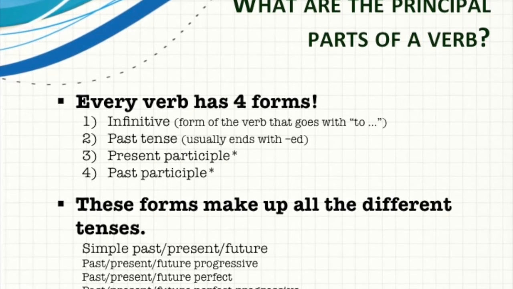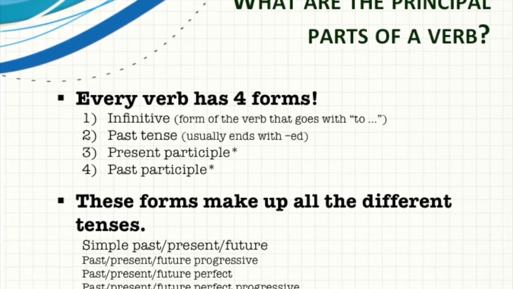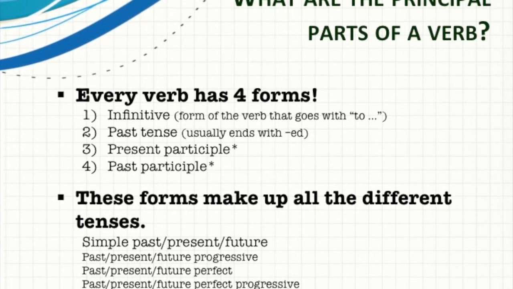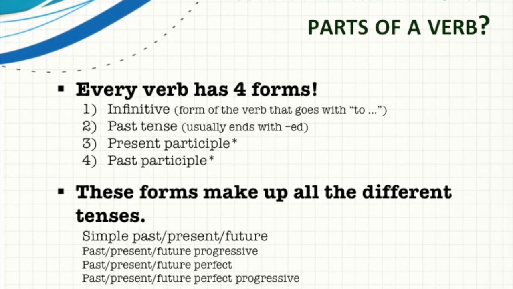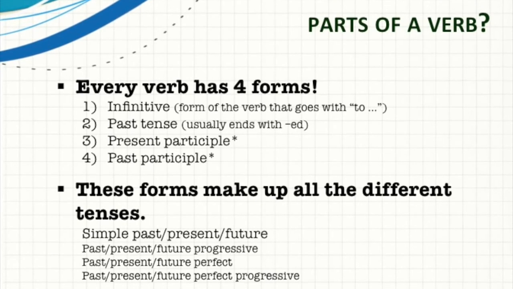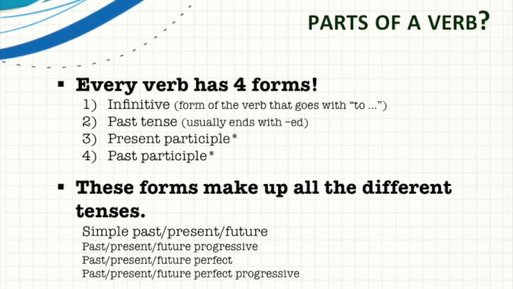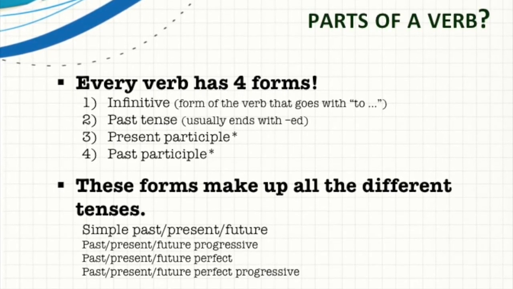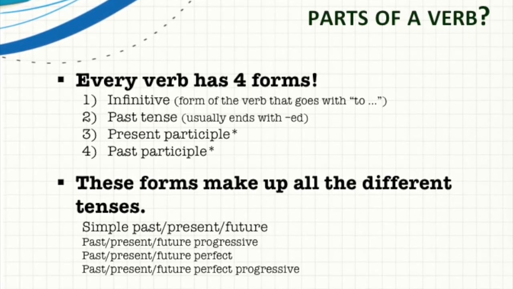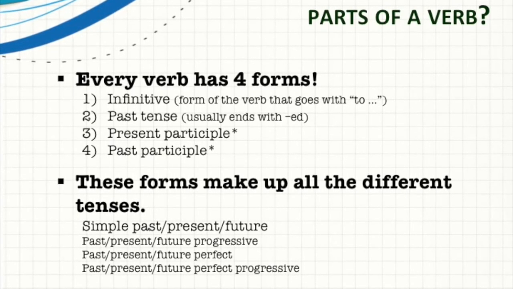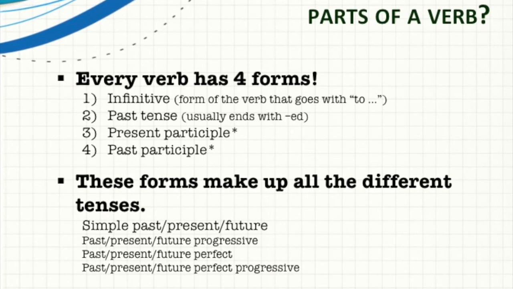We use these 4 principal parts of verbs to make up all of the different tenses that verbs can take in English. Already this year, we have studied the simple past, present, and future. Coming up in the next couple of weeks, we will be looking at the other verb tenses that are listed on this screen.